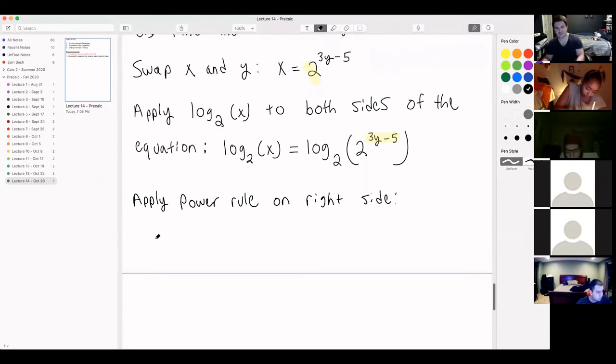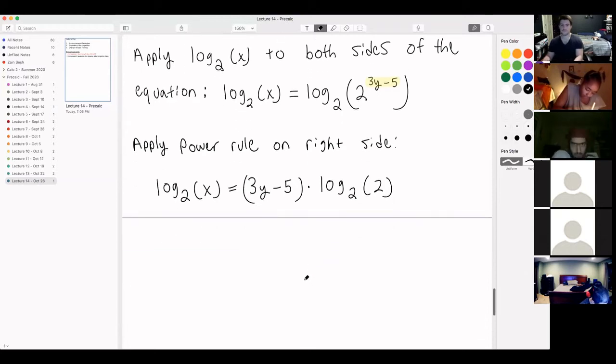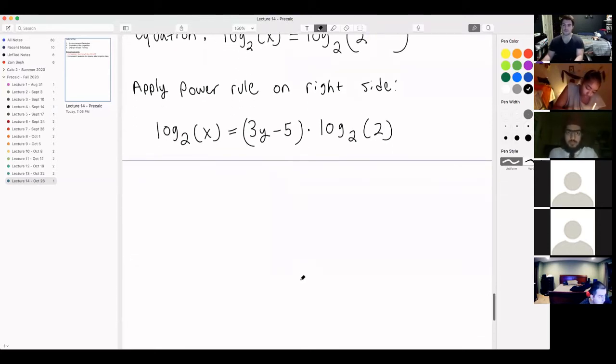Okay, so the left side will stay exactly as is. So it's log base 2 of x. This is equal to, so I'm going to bring this exponent of 3y minus 5 outside as a coefficient. That's the whole point of this. That's why I applied log base 2. So that will be 3y minus 5 times log base 2 of 2. Good, and this is very nice because this factor, log base 2 of 2, is 1.